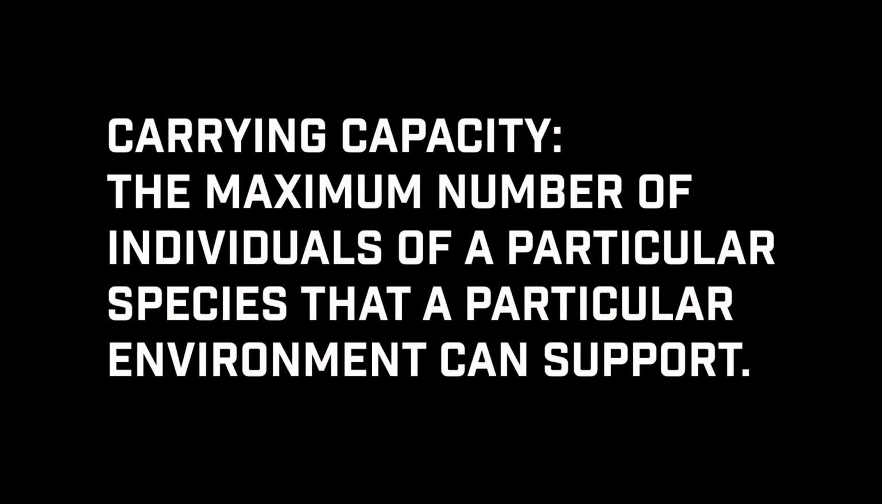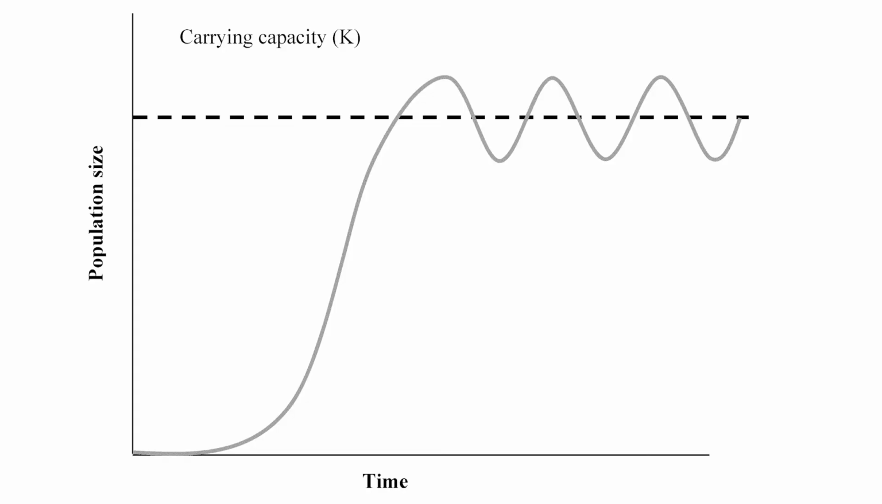All right, so the very last thing we're going to look at is called carrying capacity. This is the maximum number of individuals of a particular species that a particular environment can support. So if we go back and look at that logistic graph that we looked at earlier, you can see toward the end that population number is going up and down a little bit, but it's staying around the same number. And that number is called the carrying capacity of that population. So we can see that this is the number that our population stabilizes at.